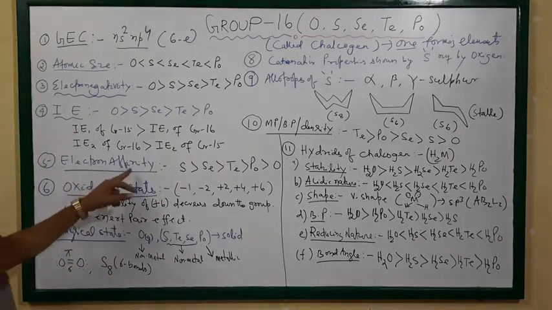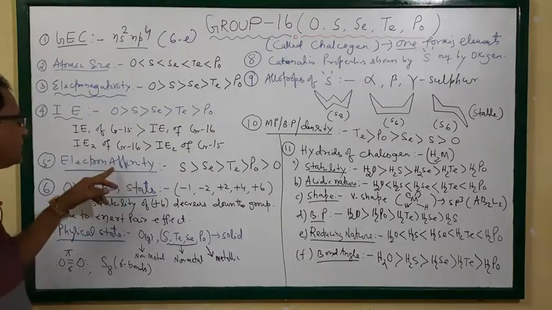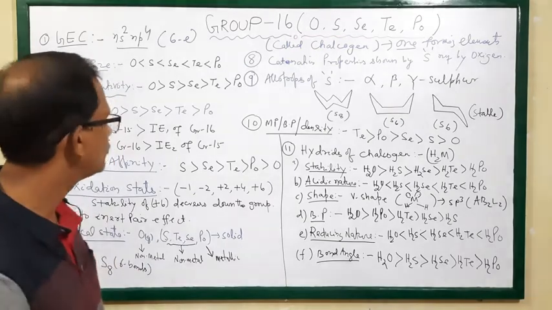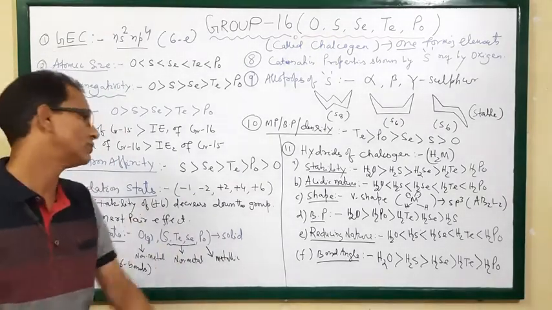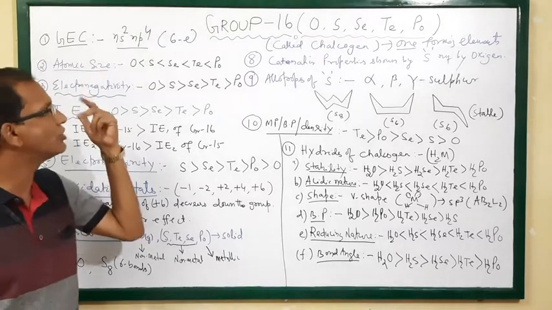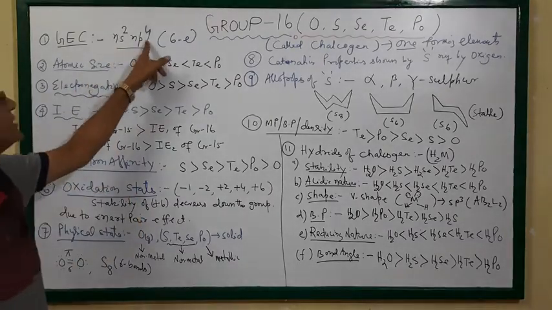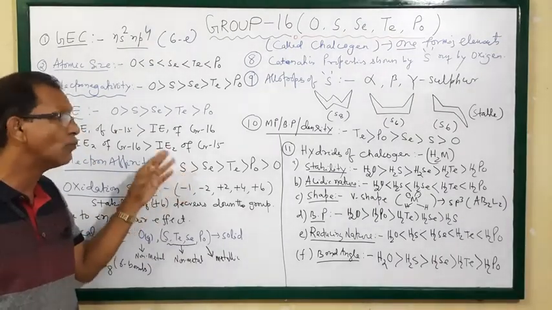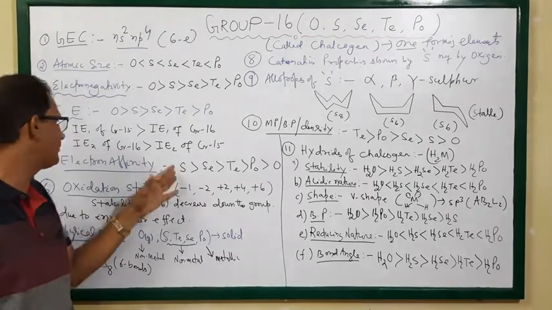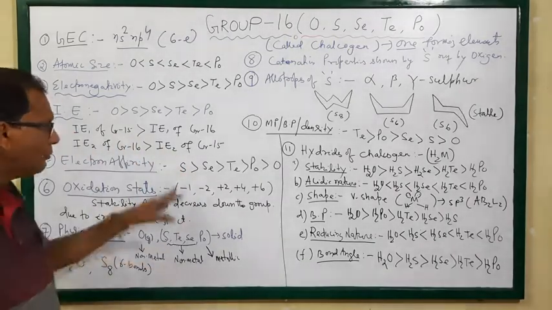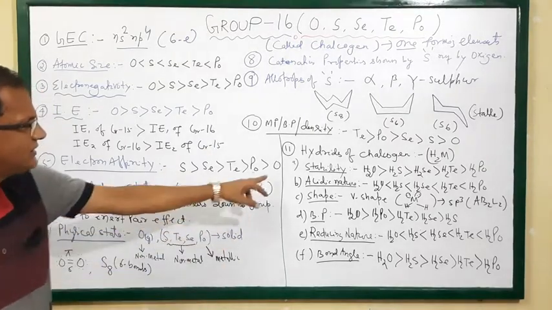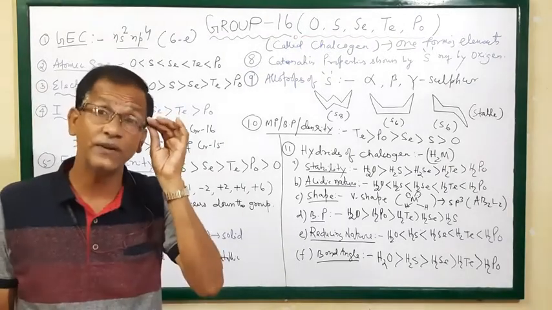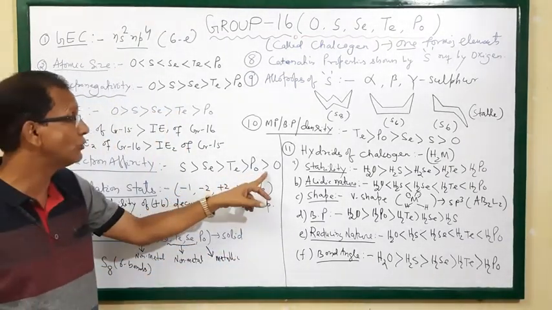Then electron affinity, or electron gain enthalpy. They all have negative electron gain enthalpy due to high tendency towards electrons, because they have a 2 electron shortage. ns2np4 means 6 electrons already, so they demand 2 more electrons. But the electron affinity of oxygen is least compared to other elements in group 16.